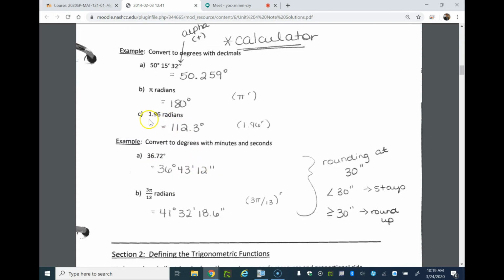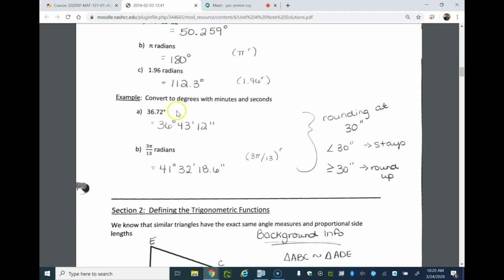Like I said, for this one here, just do 1.96 radians and then hit enter, and just like it says here, it changes to here. So this time we're going to convert to degrees, minutes, and seconds. This time we're going to put in 36.72 and then go get the degrees.